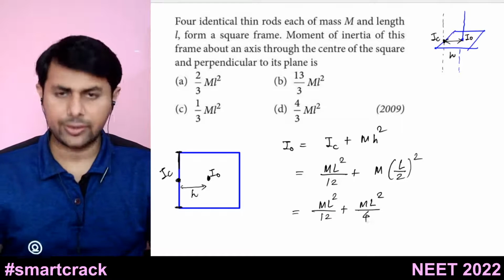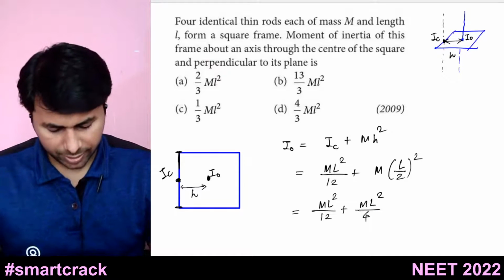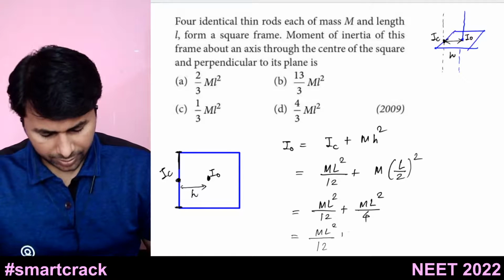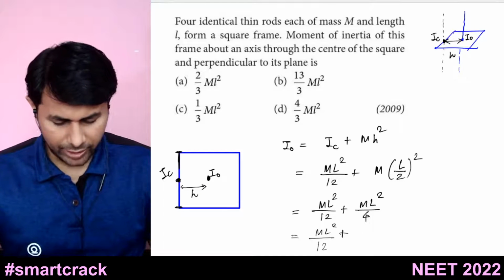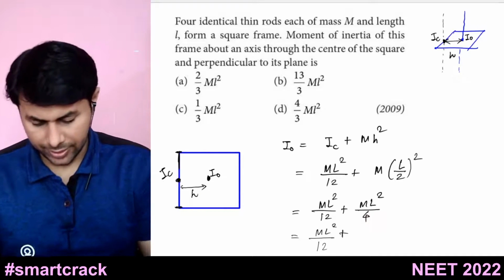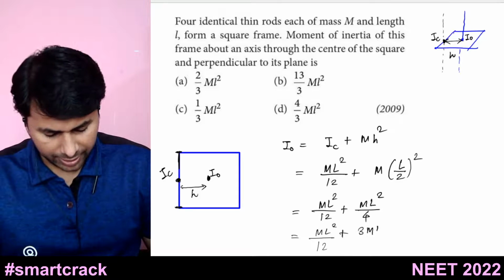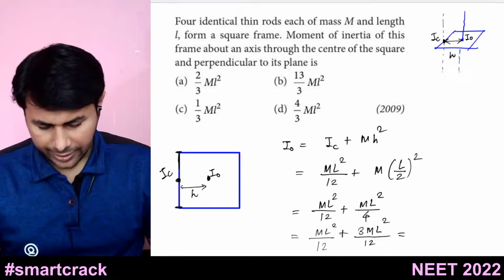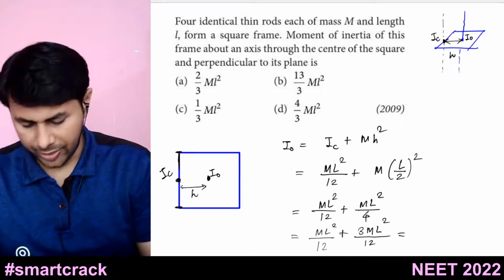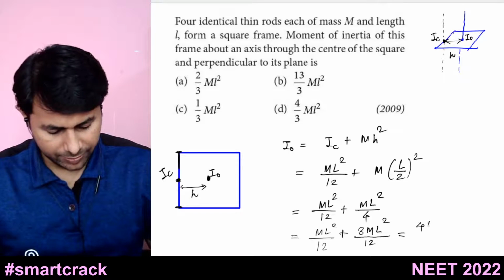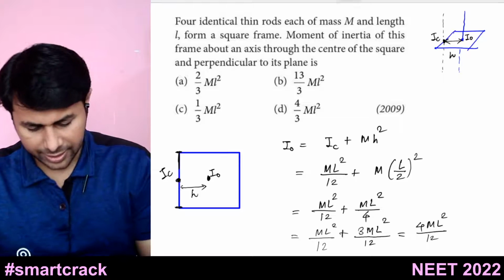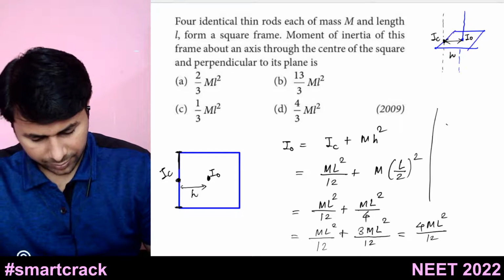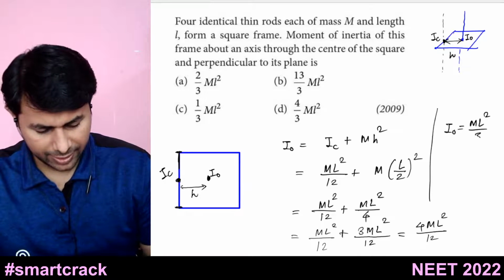Now we'll make the denominators common. So this is ml square by 12 plus, we have to multiply and divide by 3 over here, so it will be 3 times ml square upon 12. So it is equal to 1 ml square upon 12 plus 3 ml square upon 12. So it is 4 ml square upon 12, or you can divide this 12 by 4, so it will be 3. So IO equals ml square divided by 3.